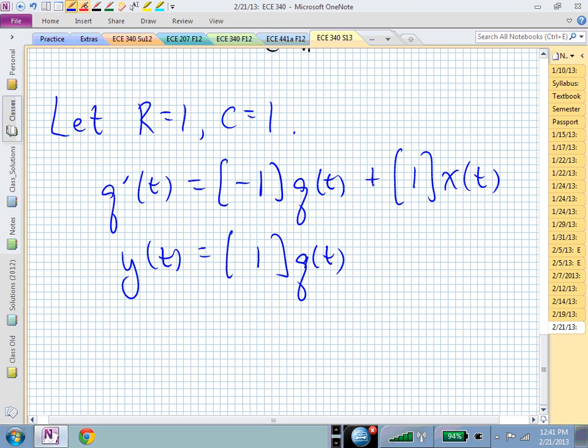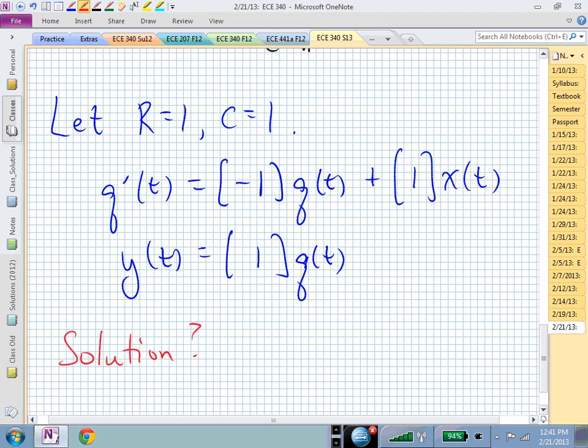What we want to do is solve this. This is a first order differential equation, and if we can find Q of t, then we have the output Y. Yes? So I'm trying to simplify things. I picked R and C both to be 1, so those basically get absorbed into this notation.